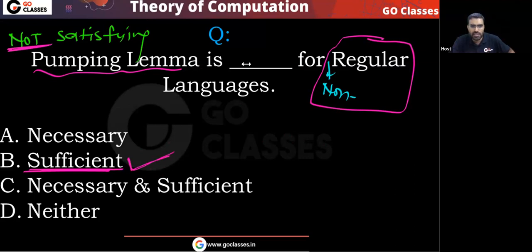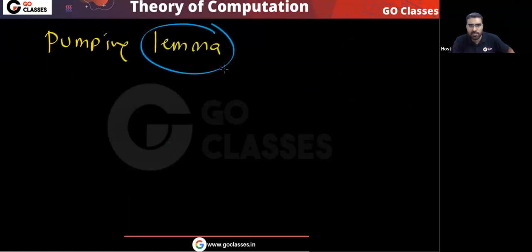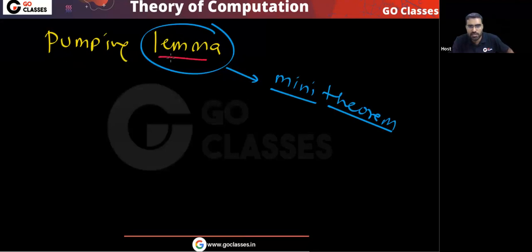Okay. So all the variations we have seen. Is this point clear? Please let me know. Some student is asking, what is the use of this word lemma? So let me tell you. I told you this lemma means mini theorem. It is a small theorem which is used to prove some other theorem. So remember, the pumping lemma is just a statement which we use to prove other statements.